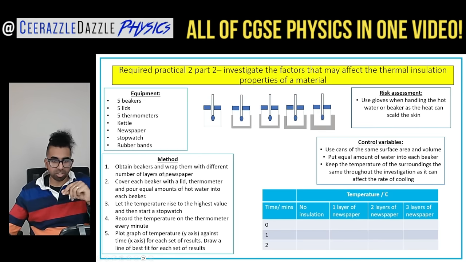Once again, start the stopwatch, and then every minute record the temperature. So you're recording the temperature each time as time goes on. Obviously, the temperature will drop for all of them, but some of them will drop faster than the others.